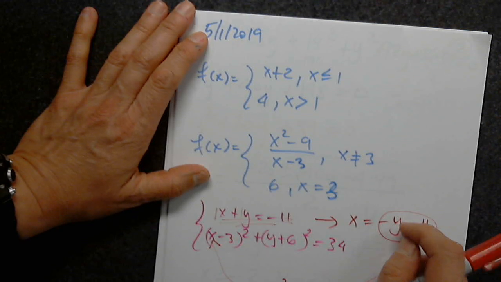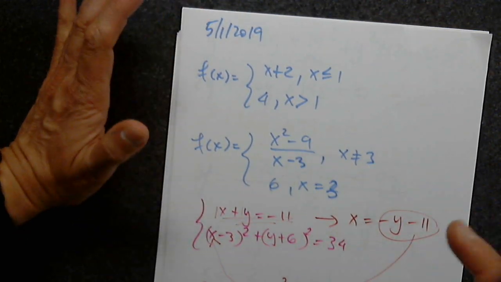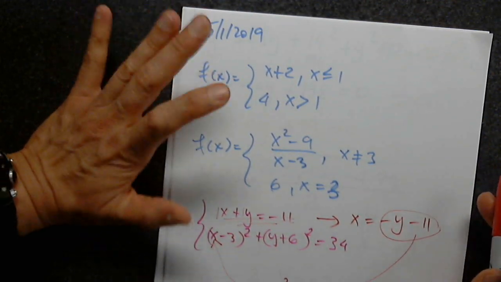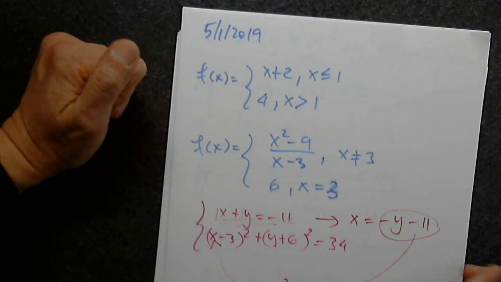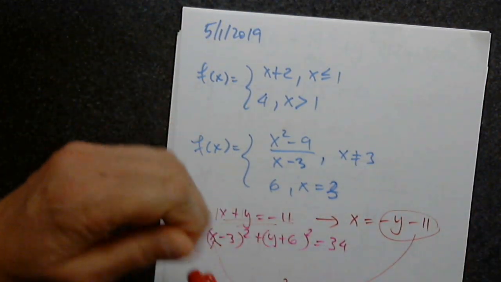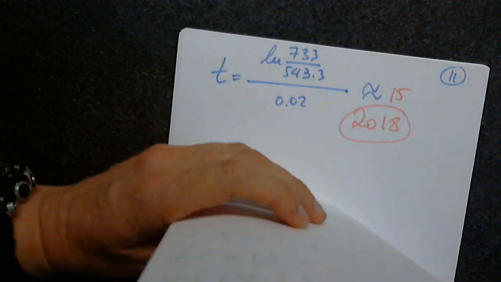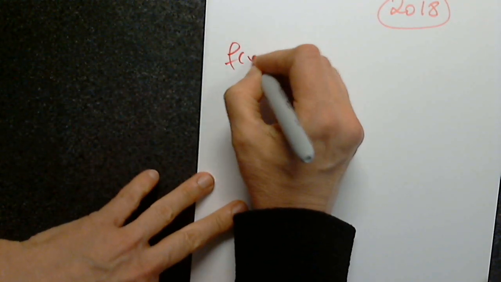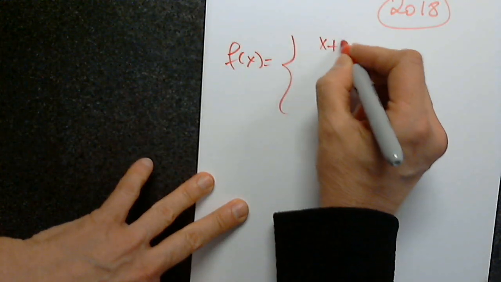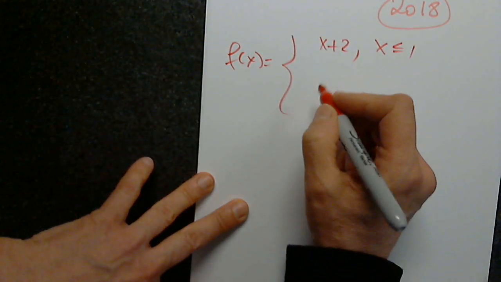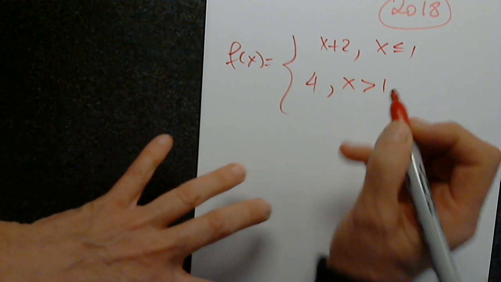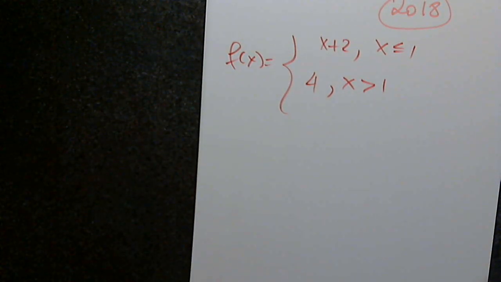Ready? So this is for the final exam review. There is no question, no doubt, you will have a piecewise defined function to graph. So this is a perfect start of the final exam review. Ready? So here's the first function, f of x equals x plus 2 for x less than or equal to 1, and 4 for x greater than 1. Okay, and then we'll go back to the second one.